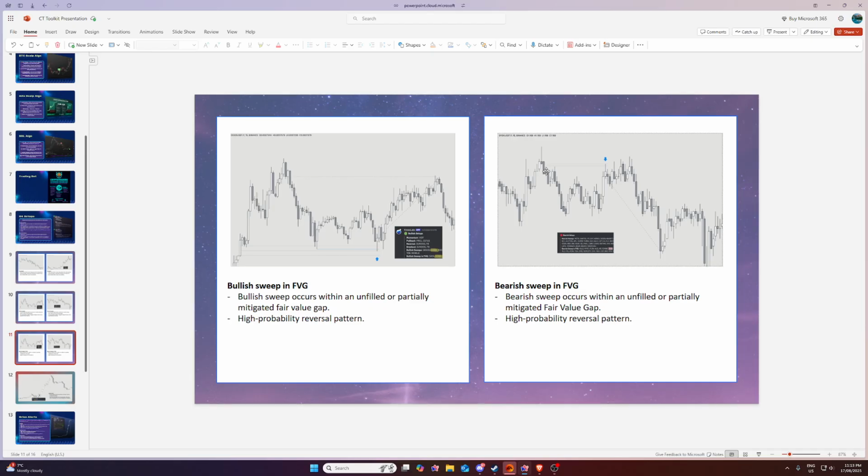This is a sweep of a 4-hour swing high, which also traded into an unmitigated fair value gap, and you can see that from there it marked out the top of the price action, resulting in a strong rejection and further breakdown. And yeah, definitely bullish sweep in FVG is a strong pattern.